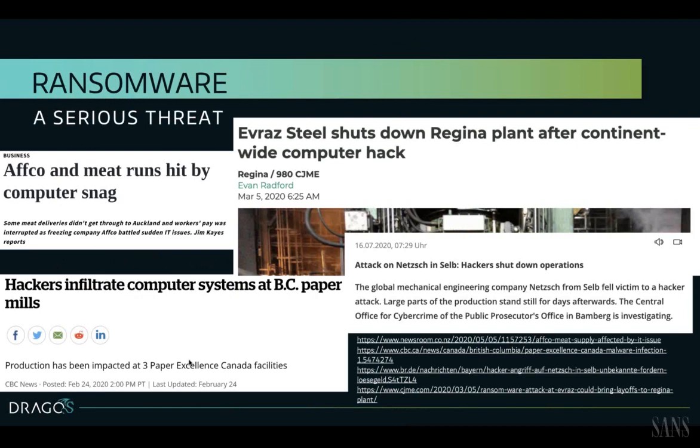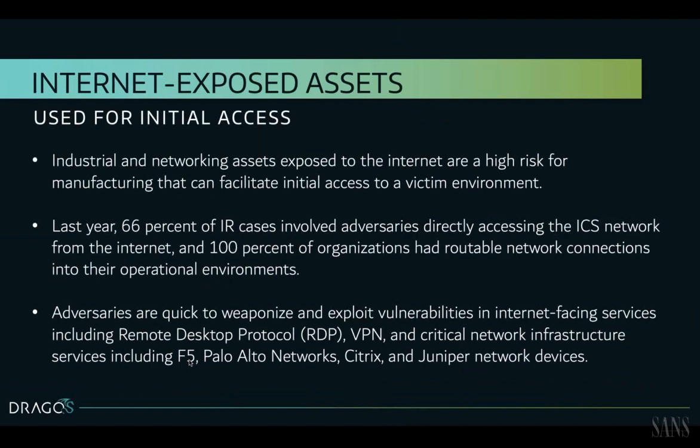So moving on to internet exposed assets, they are widely used for initial access, both from the activity groups that we talked about previously, as well as these ransomware adversaries that are targeting big game hunting, looking for large enterprises to infiltrate. So industrial networking access assets that are exposed to the internet are a high risk for manufacturing that can facilitate initial access into a victim environment. We have multiple ICS activity groups that have previously targeted or currently attempt to exploit remote access technology or internet exposed login infrastructure, for instance.